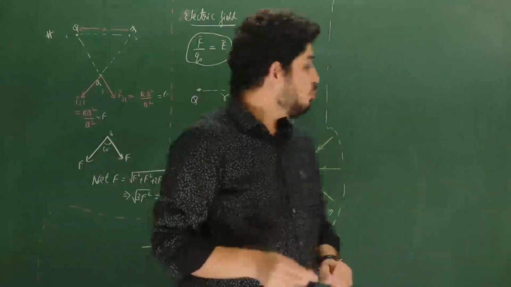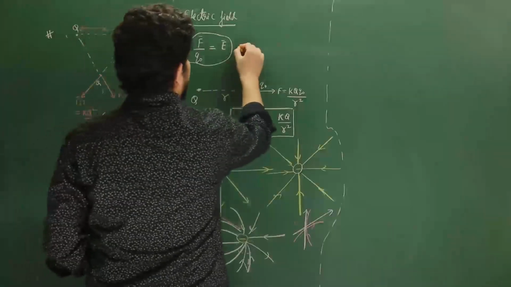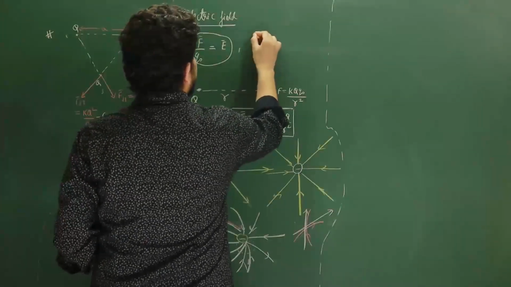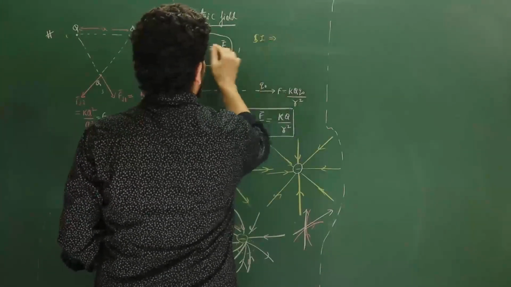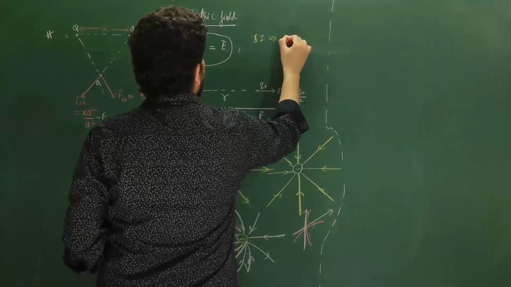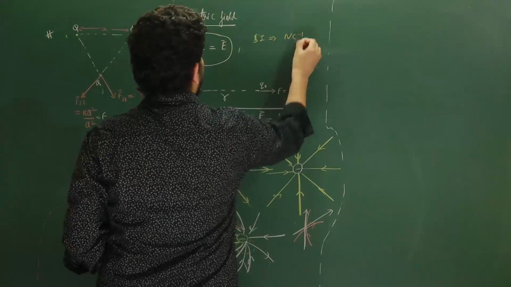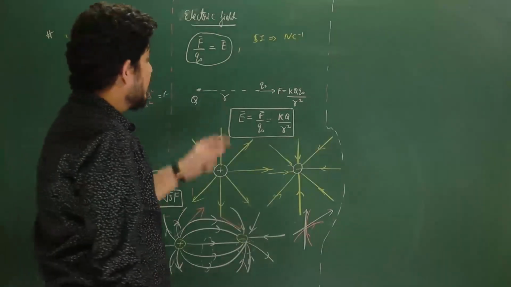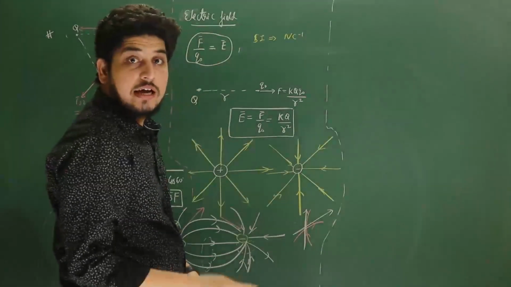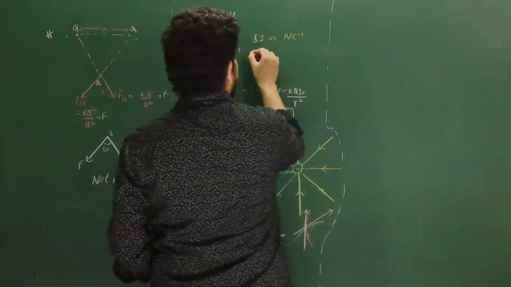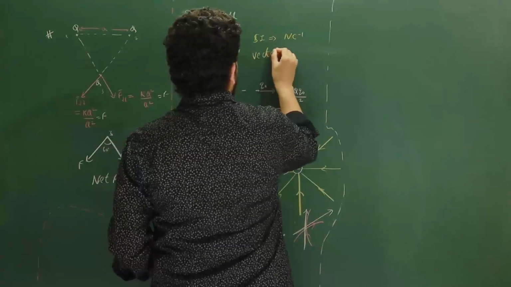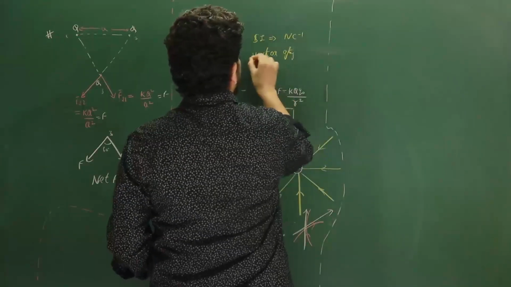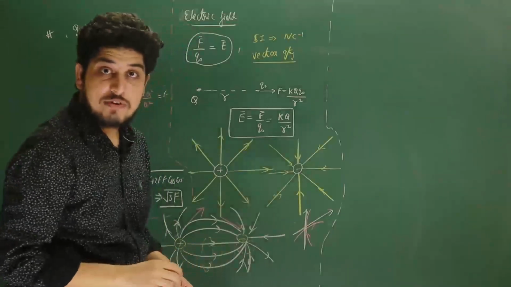Okay. So we should study two to three more important points. The SI unit of electric field, what is the SI unit? The SI unit is Newton per Coulomb. Getting my point? And one more thing, electric field is a vector quantity. It is also very important. Electric field is a vector quantity.